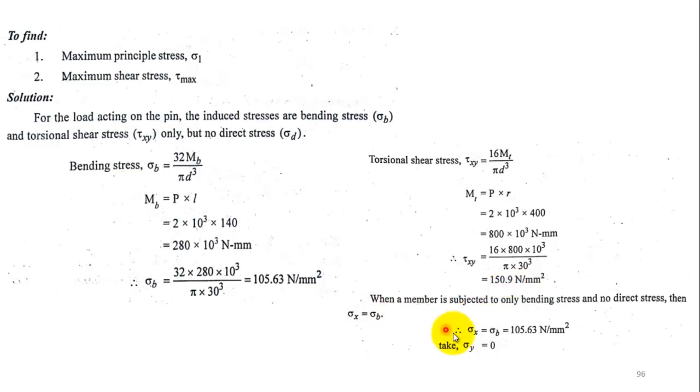Here they have directly calculated the sigma x. Sigma x is nothing but the normal stress. You know, direct stress is there in this problem. So you can directly take the bending stress as sigma x, and sigma y will be 0. Like other problems, sigma y will always be 0 for this problem also. In some conditions, sigma y will be there. We will see such problems in future.